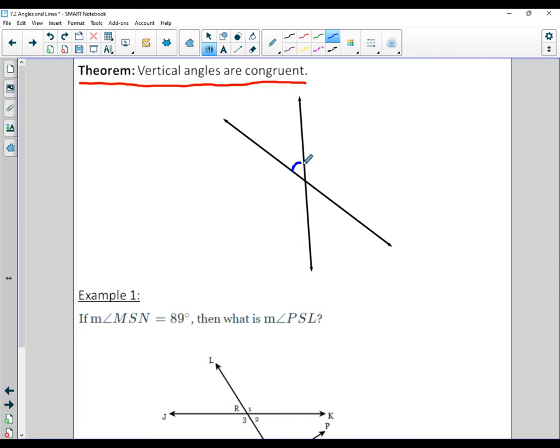So again, vertical angles are congruent. So that one, that one, and that one, and that one.